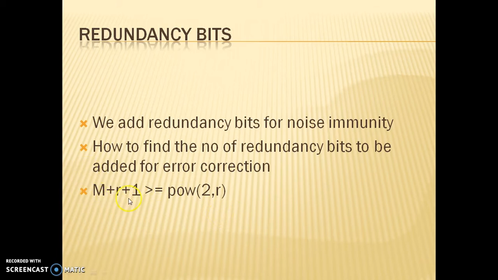You can see m plus r plus 1 is greater than or equal to 2 power r. M denotes the number of message bits, r denotes the number of redundancy bits that are to be added. So from this inequality, we will take the least number of r which satisfies this inequality. Later we will see how to program this using C.